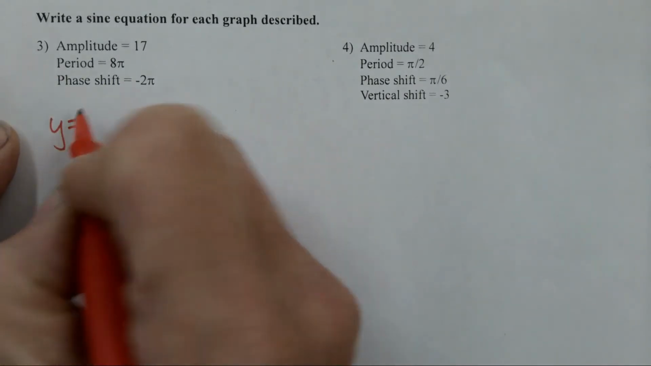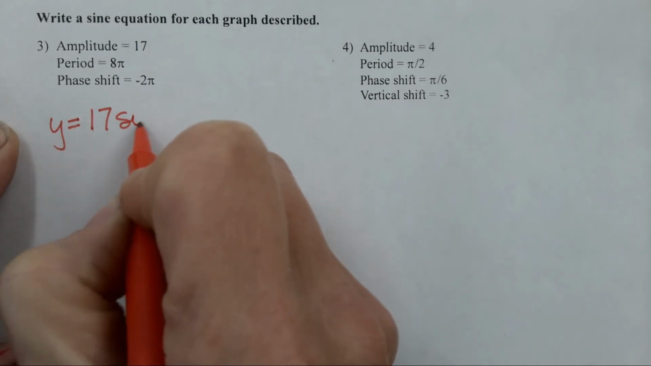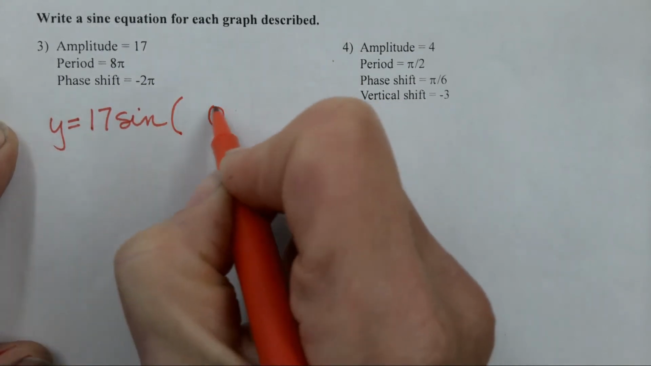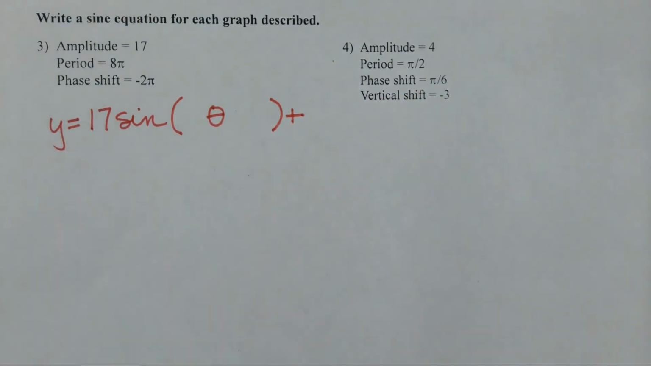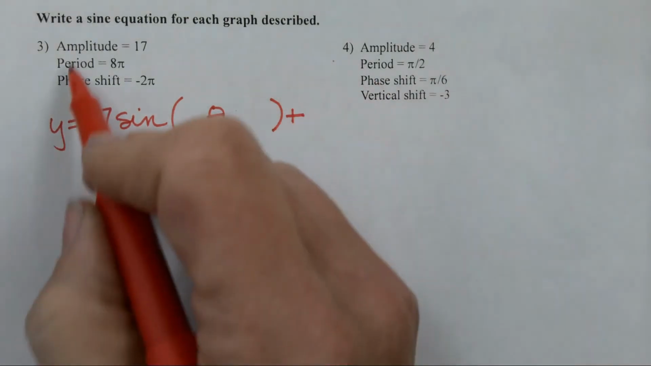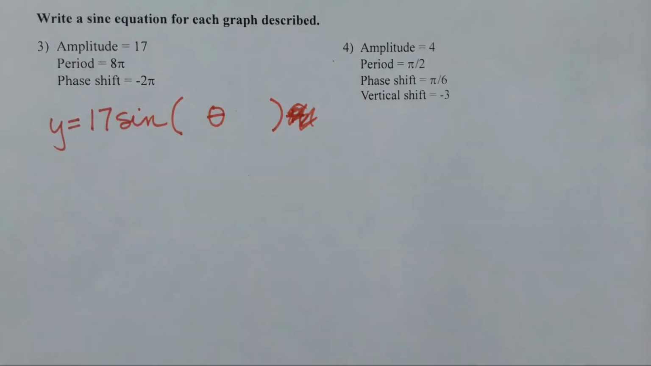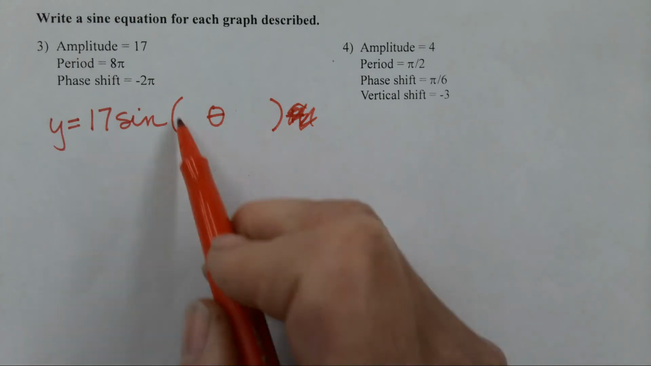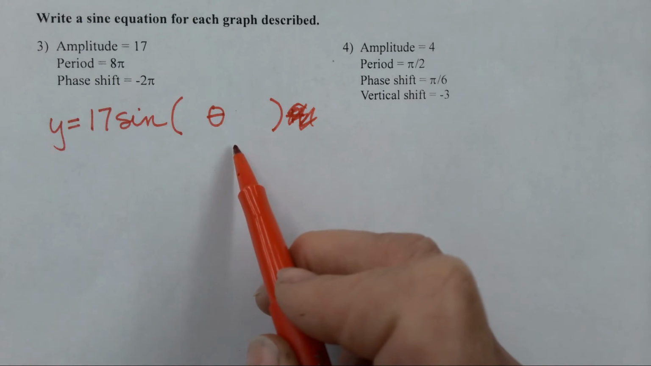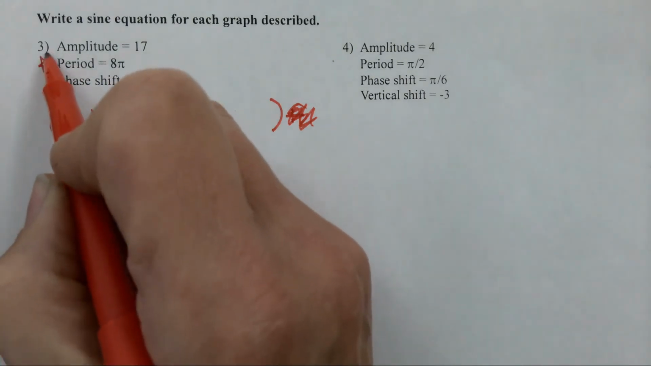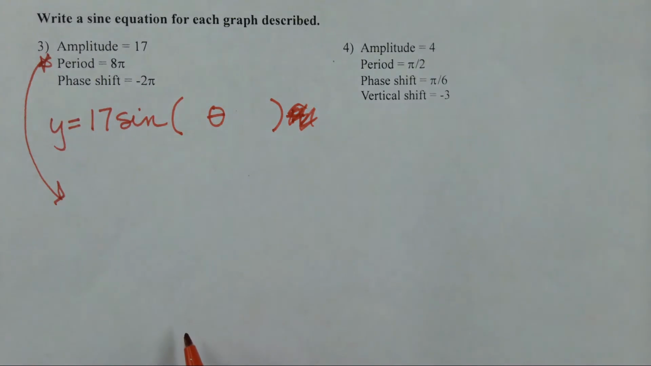Y equals, I can start right away with the 17 sine, parentheses, something theta, plus, after the parenthesis, I'll add my vertical shift. I don't even have a vertical shift, do I? So I don't need that on the end. I can eliminate that. Now I just have to figure out this stuff inside of here. And so we'll start with the period. Tell me how to set it up. How do I find B?